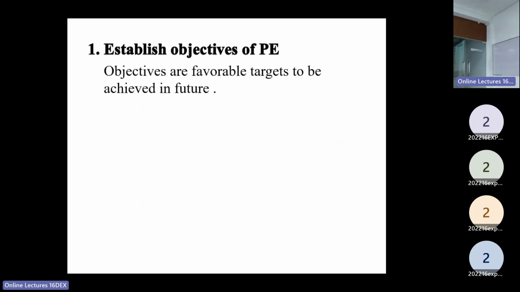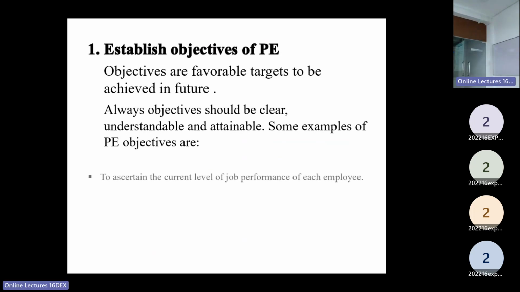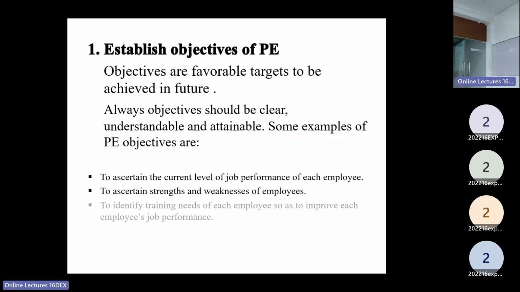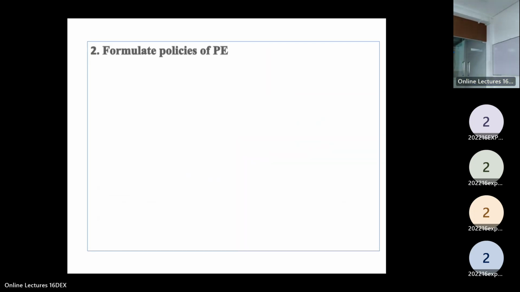So first, establish objectives. Objectives are favorable targets to be achieved: to ascertain the current level of job performance, to ascertain strengths and weaknesses of employees, to identify training needs of each employee, etc. So the first thing is to have an objective. Without an objective, do not do performance evaluation. This is a must. Understand? Then the second one is to formulate policies of performance evaluation.